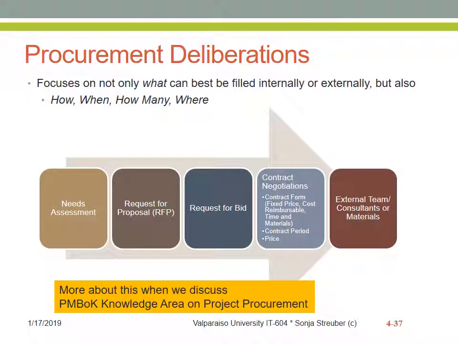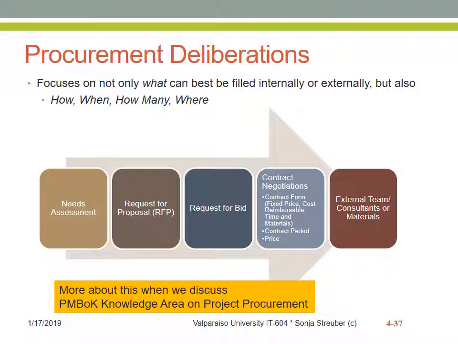When outsourcing or offshoring has been decided upon, procurement deliberations take over. That includes how does the procurement process work? How can we make it work for the specific project? When should we start the process? How much external manpower or people power do we need? And where should that people power be located? So we're starting with a needs assessment, and that then transforms into, once we know what we need, a request for proposal that is being published.